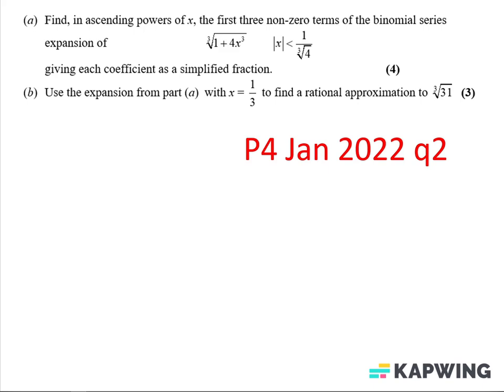So it's a P4 January 2022 question 2. It's a binomial expansion question. We've got a 4x cubed here rather than just a 4x. Bit of a weird one. And the second part, we've got to stick a value in to find a rational approximation to the cube root of 31. So here we go.